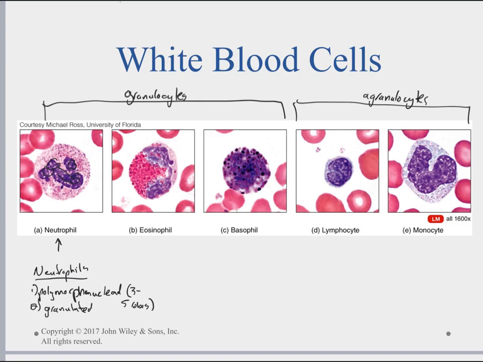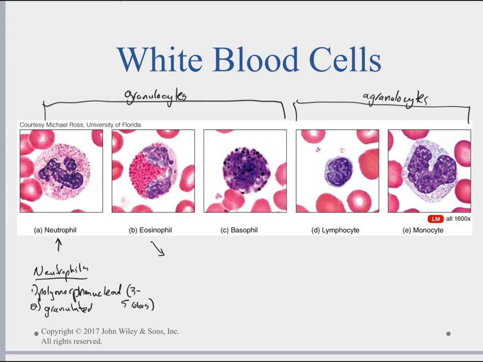Okay. Now, our next cell, and again, we're going to go into the details as to what they do and their percentages of distribution a little later on in this lecture. So we're just going to use the color, texture, shape, size to identify their histology. Next, eosinophil.